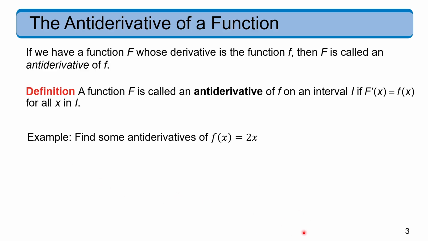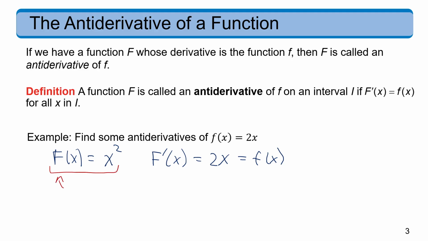Okay, so the function that probably comes to mind, we'll call it capital F of x, would be x squared, right? Because when you apply the power rule to that, you bring the 2 down in front, reduce the power by 1, and you get 2 times x to the first power. And that's exactly what the function little f is, the function we started with. So that tells us the formula we found right here for capital F, this is an antiderivative of little f.